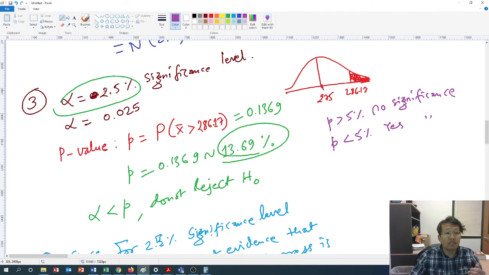Now this 5% can change. In this problem, it was 2.5%. However, usually if significance level is not defined, then we can definitely go for this 5% criterion. I hope this will help you.